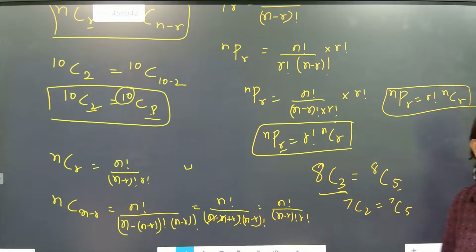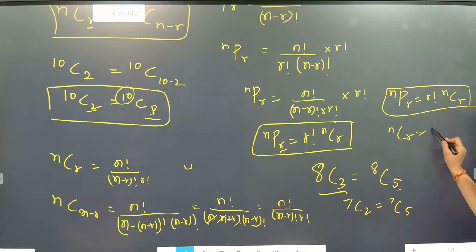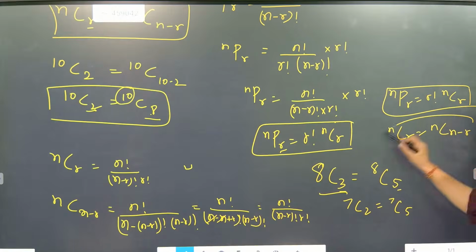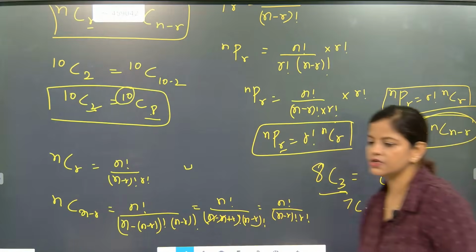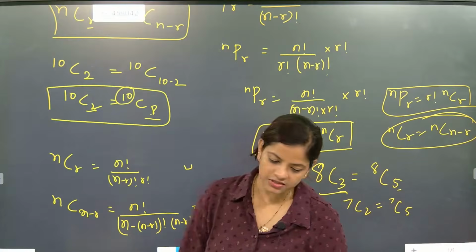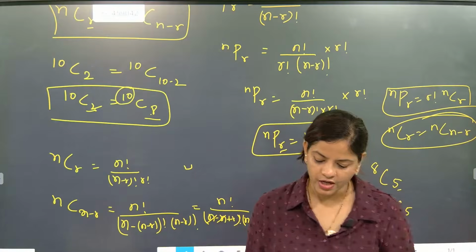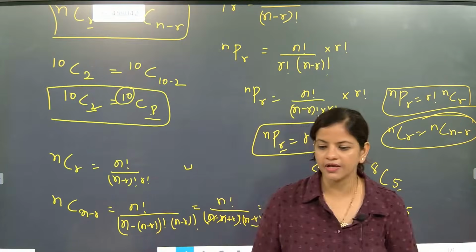So here, what all things we have learned: nPr is equal to r factorial nCr. The second formula is nCr is equal to nC(n minus r). This is another important point to be noted. I hope you might have understood.